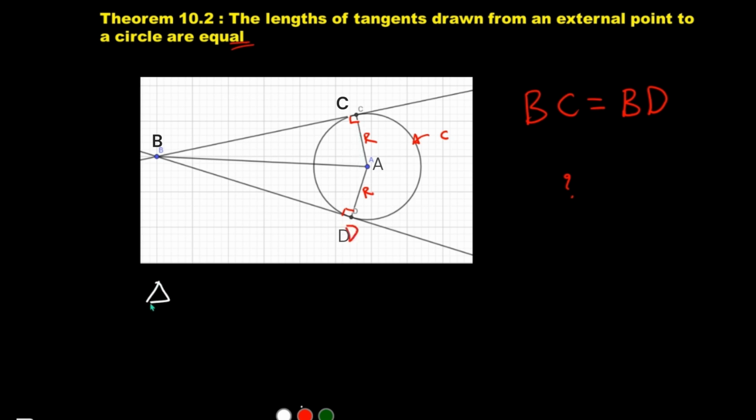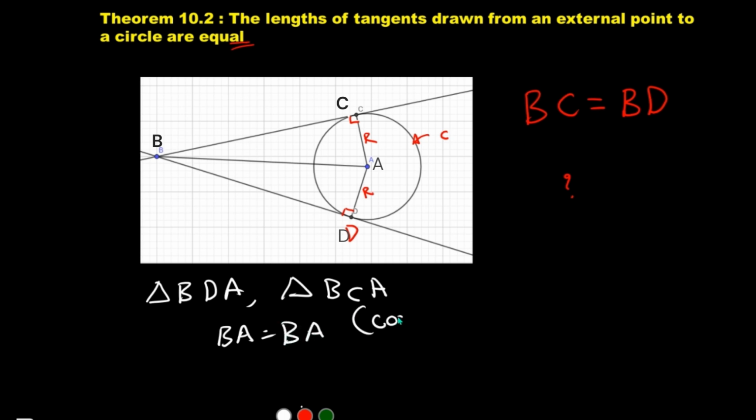See, the first triangle BDA and triangle BCA. In these 2 triangles we see BA equals BA. Why? It's common. Then AC equals AD. Why? Both are radii. The radius of the circle is the same.